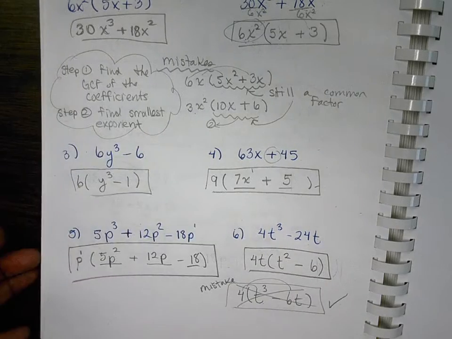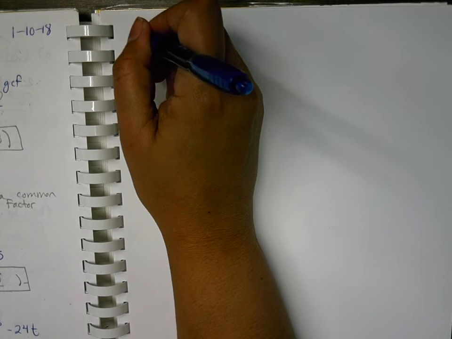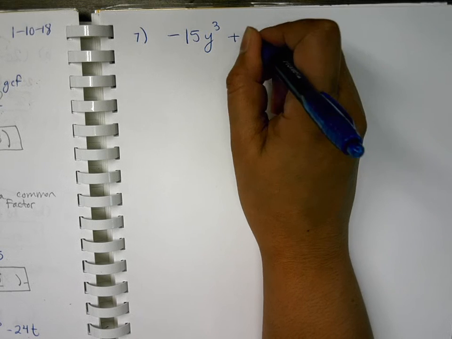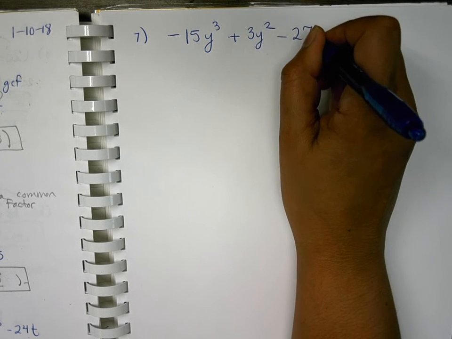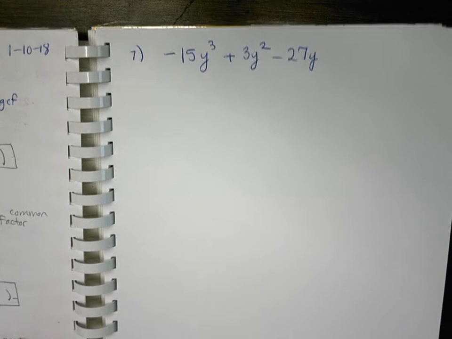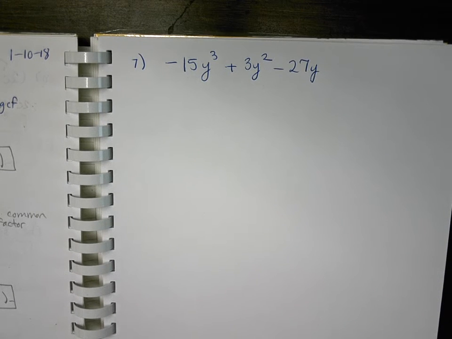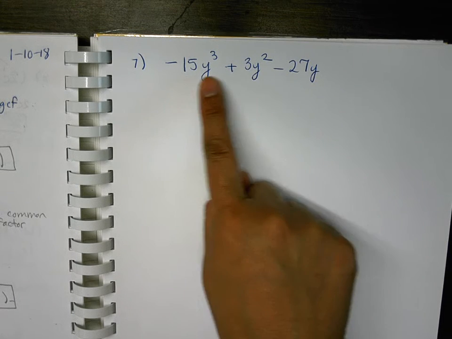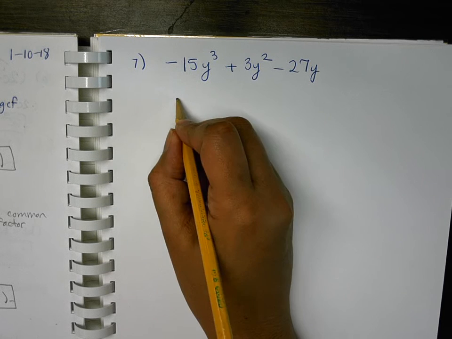All right, number 7. Put those away. Negative 15y to the third plus 3y squared minus 27y. Coefficients 15, 3, 27. What goes into 15, 3, and 27? 3. Do we agree? Yeah.